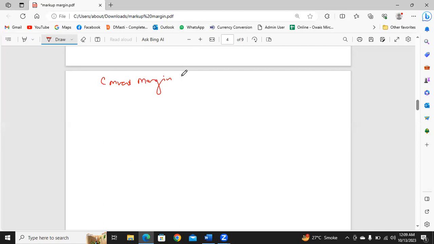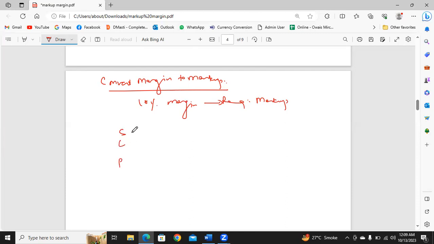Now convert margin to markup. For example, 10% is margin, and they are asking you to calculate markup. Currently it is margin, so in SCP, sales is 100%, profit is 10%, and cost is 90%.